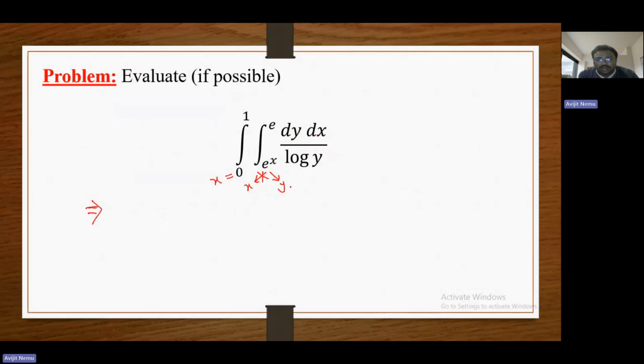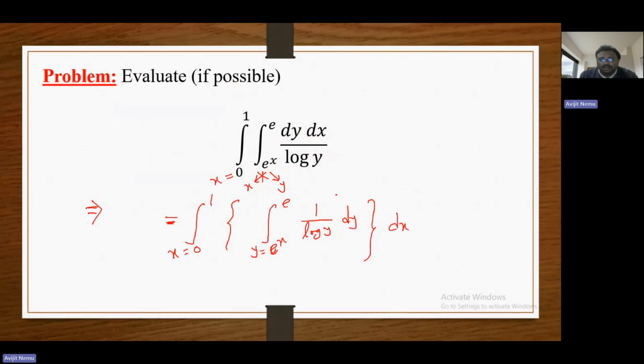As the range over the y-axis contains a variable, that is e to the power x here, we have to integrate with respect to y first. If I consider the integration with respect to y first, then x ranging from 0 to 1 is fixed. So first we integrate for y, which ranges from e to the power x to e, where the integrand is 1 by log y, and after doing this, ultimately we integrate with respect to x.